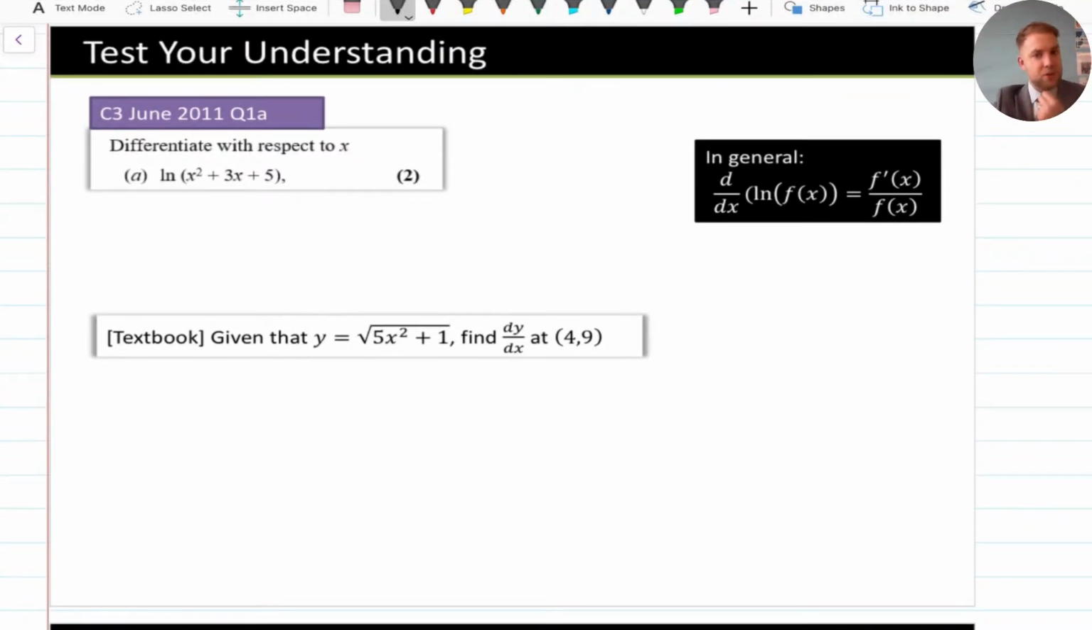Okay, I can still see that some people are starting to finish. So let's have a go at these then. We've got two layers on this first one. The outermost layer is this ln x, and the inner layer is going to be this part here.